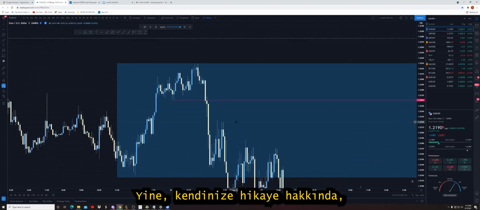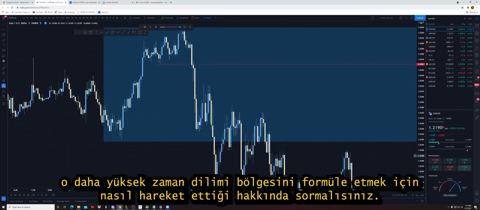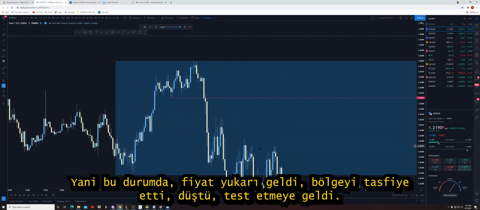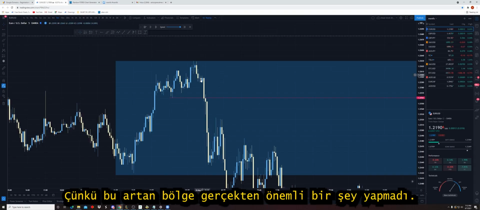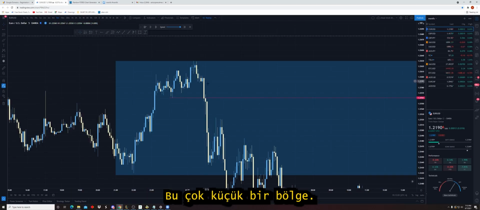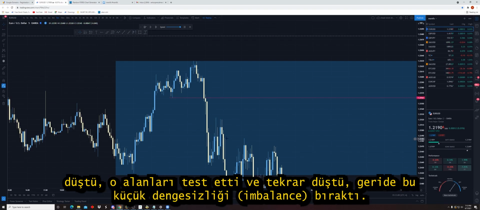Again, you have to ask yourself about the story, about how liquidity was delivered and how the areas in here moved to formulate that higher time frame SND zone. So in this case, price came up, liquidated these zones, dropped, came to test some of the SND zones in here, dropped, leaving behind this SND zone. But why wouldn't I use this? Because this SND zone didn't really do anything important. It's a very small zone. As it dropped, it started to come to liquidate some areas, dropped, tested those areas, and dropped again, leaving behind this little imbalance right here.